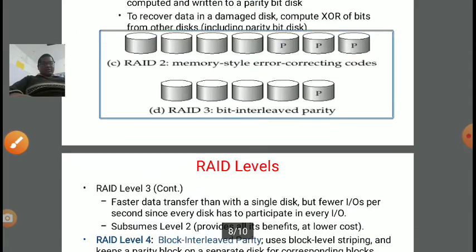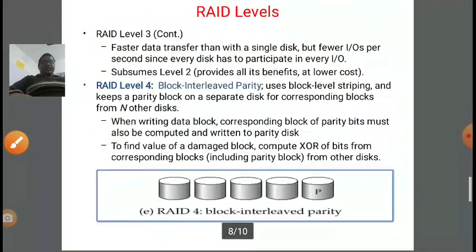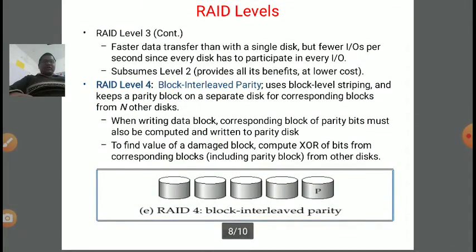Clear? Next is RAID level 3, continued. It gives faster data transfer than with a single disk, but fewer input output operations per second, since every disk has to participate in every input output. That's why the input output speed will be slow. Assume level 2, okay, because level 3 provides all its benefits at lower cost, it is better than the level 2 RAID.